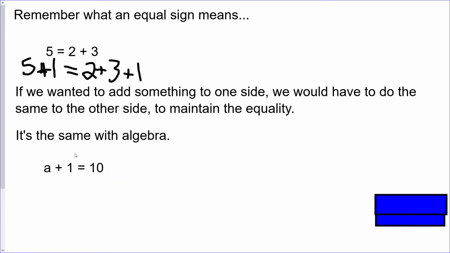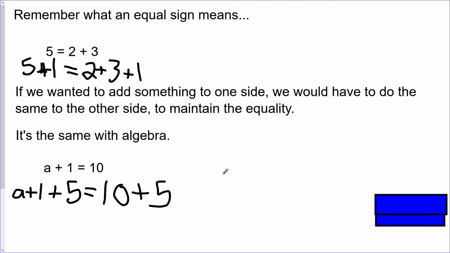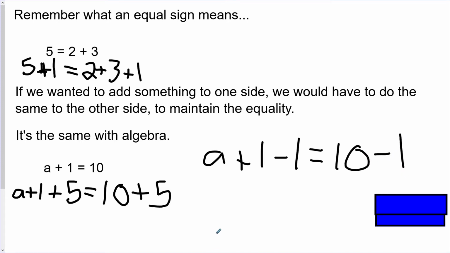So if we have a plus 1 equals 10, again, you could probably figure out what a is, but that's not what I'm getting at right here, so leave that aside for a moment. If I were to take a plus 1 and add 5 to it, for no particular reason whatsoever, I would have to do the same thing to the other side in order to maintain the equality. Or for example, if I were to do a plus 1 minus 1, I would have to subtract 1 from the other side as well, in order to keep that equality. Whatever you're doing to one side, you're doing to the other side.